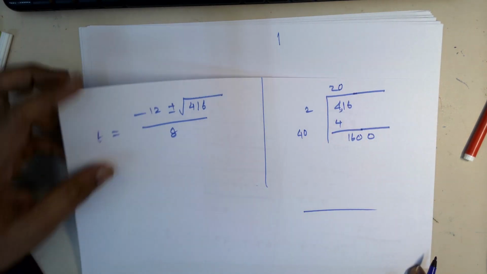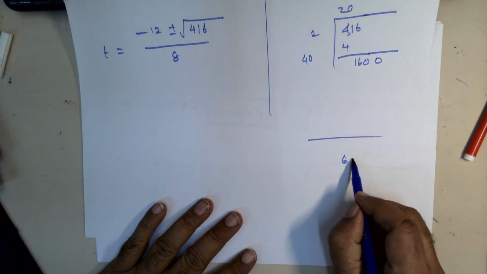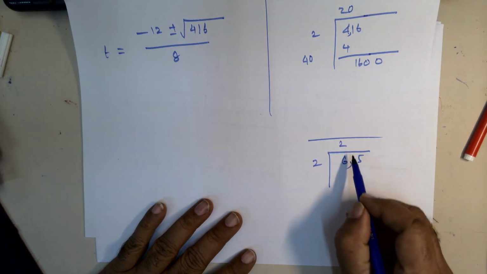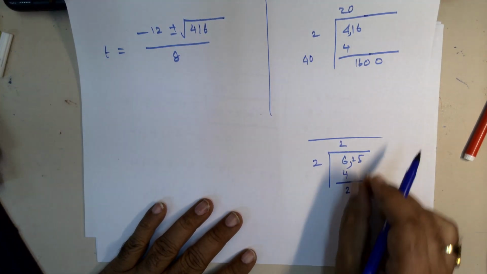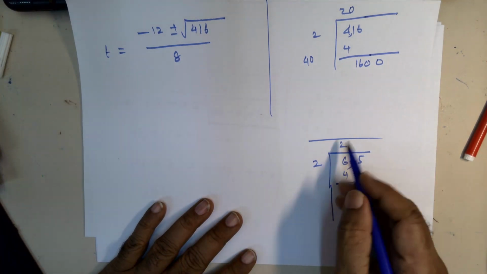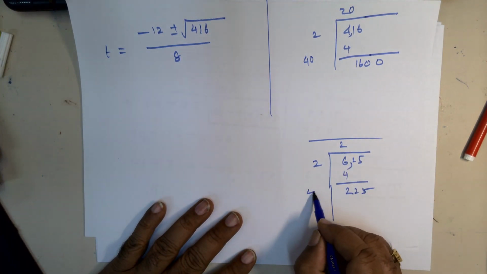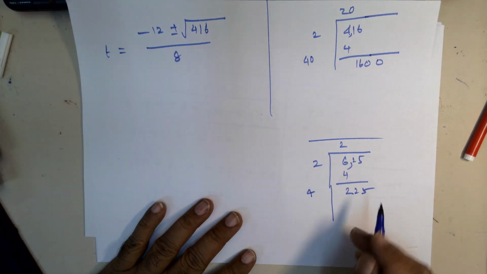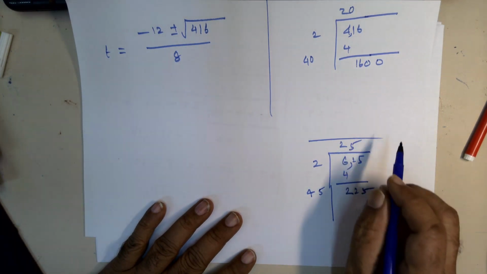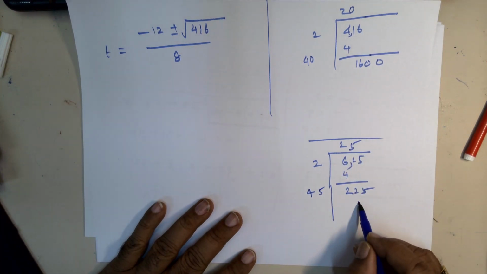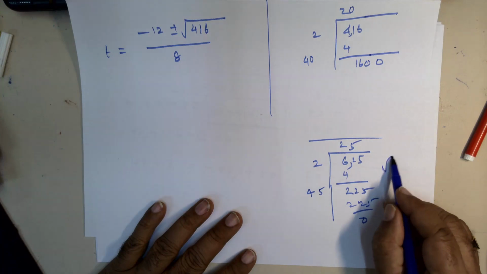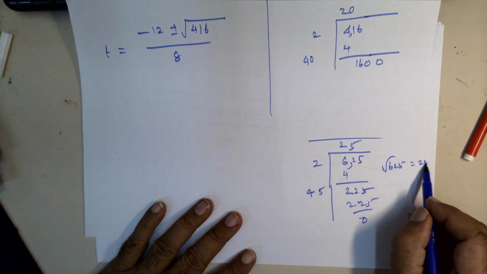Let me take a simpler number, 625. Two twos are 4, balance 2. You drop this 25. Now 2 into 2 is 4. So you have to select the square numbers only. For example, I can take 5, so 5 fives are 25, and 225. So you can declare the square root of 625 as 25.